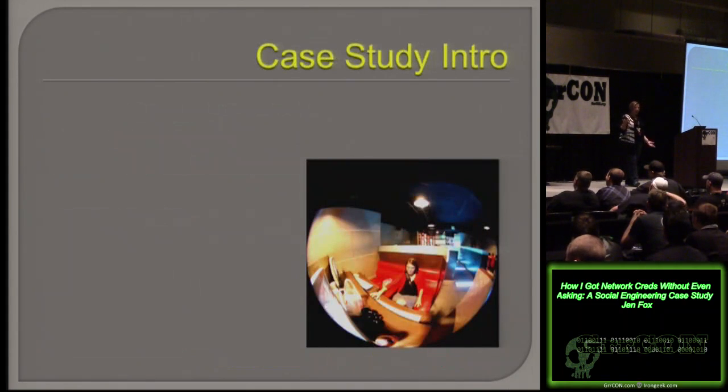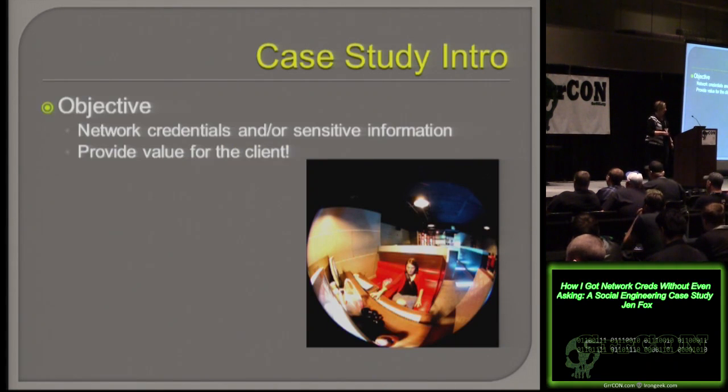And so now we're going to talk about a case study. How many people in the room do pen testing of some sort? So, a few people. All right, so we'll talk about some of the elements of that. First thing is that you have an objective of some sort, and for this engagement, the objective was to try to obtain network credentials and or sensitive information through the use of social engineering techniques, specifically phone calls and emails. And of course, providing value for the client.